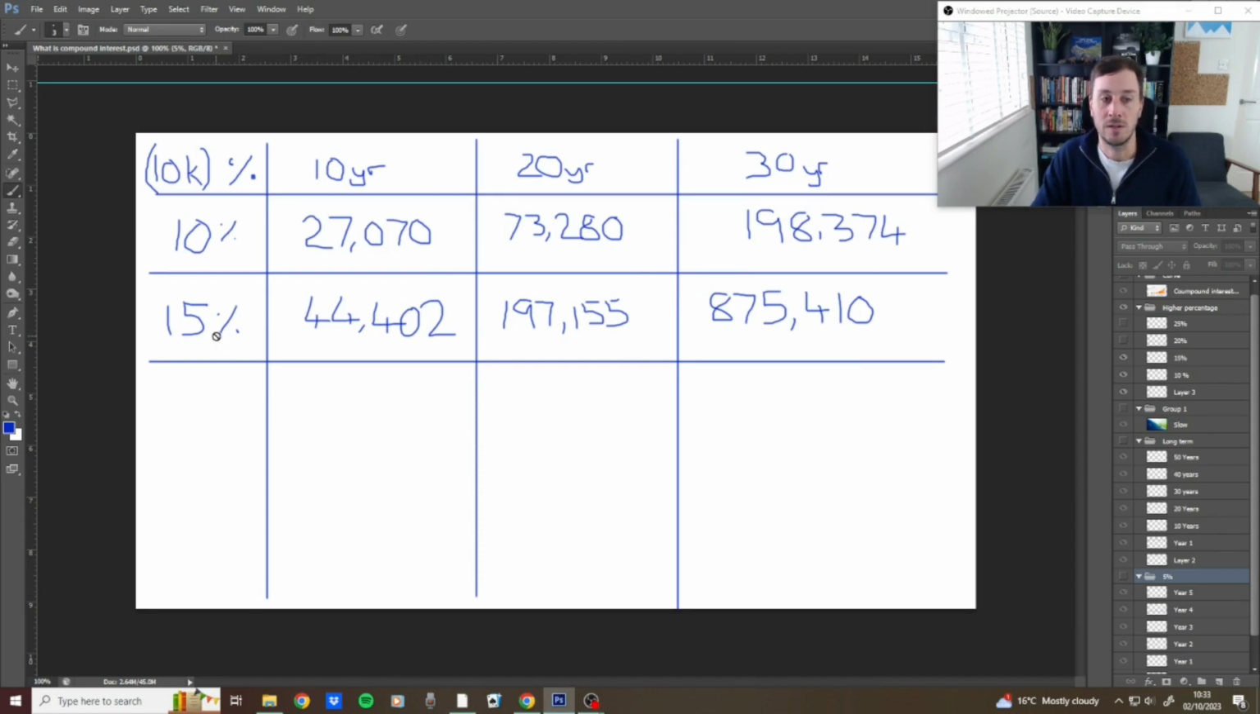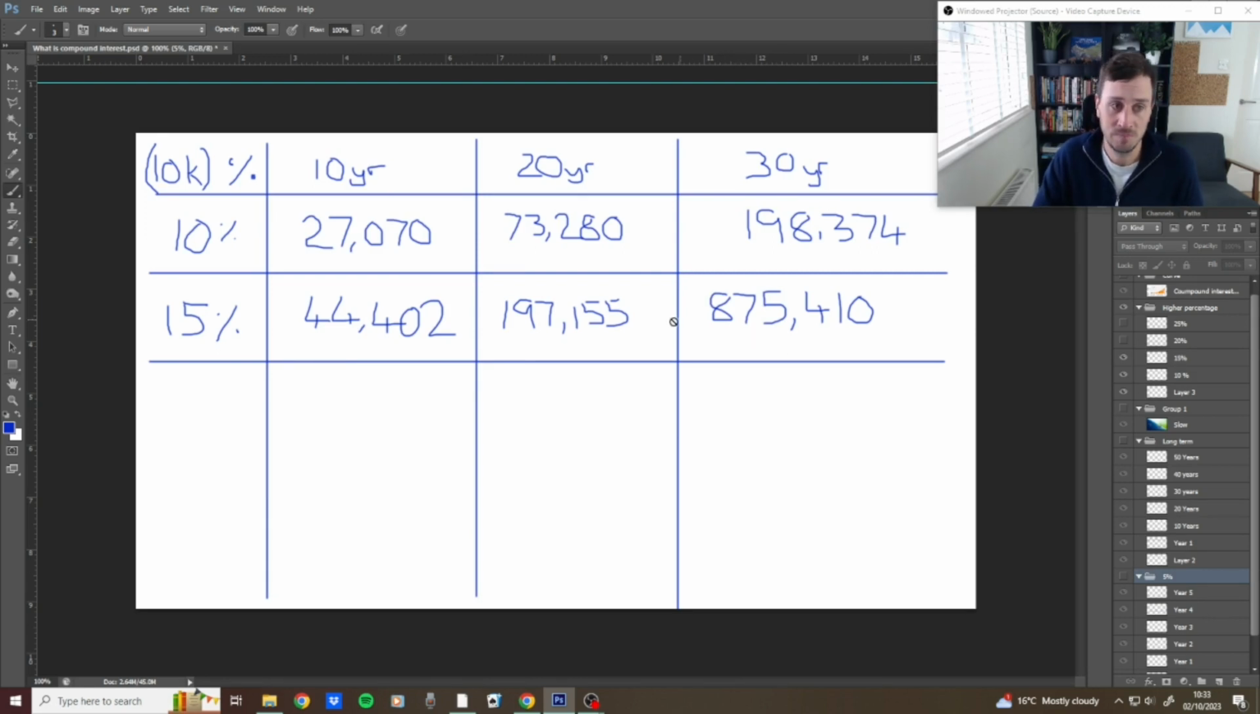But 15% is the target that I think a lot of people have, me included, because for the extra time and effort you're putting into stock picking, you want to be earning more than you would in just an index tracker. So you add that extra 5% on, and you can see there's a huge difference, and this is the power of compounding with higher percentages. So 10 years, 44,000. 20 years, so you've reached the 30-year goal after 20 years with 15%, and after 30 years, you're at a staggering 875,000.